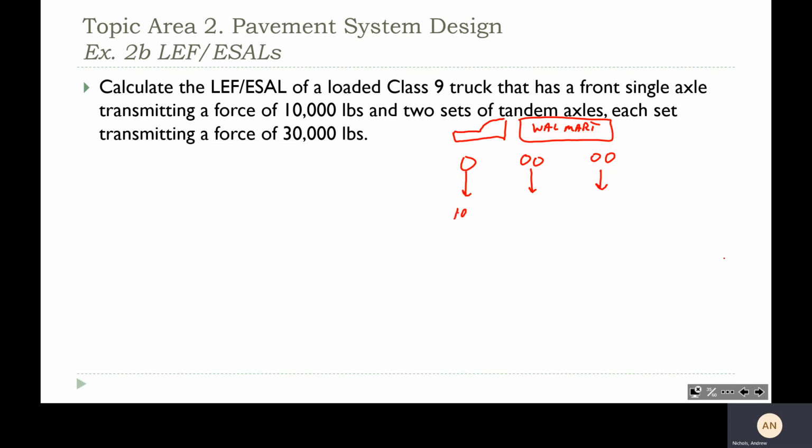So we've got 10,000 pounds here, and each of these are a total of 30,000 pounds. If we go to that table, we're just looking up the corresponding value for each of the 3. So what is the LEF for a single axle carrying 10,000 pounds? On page 307.